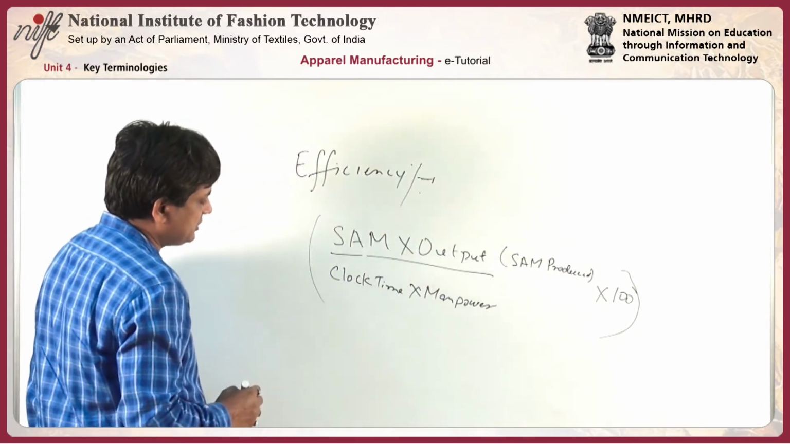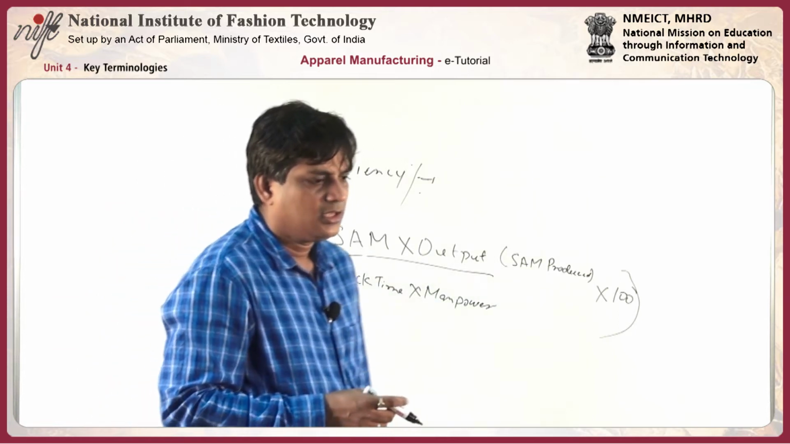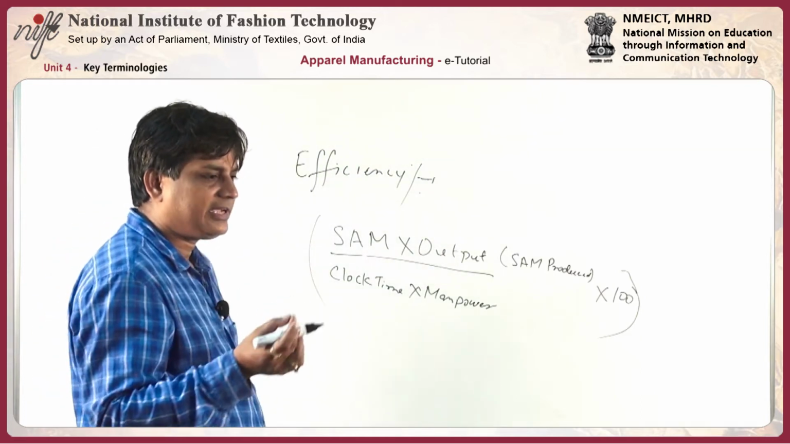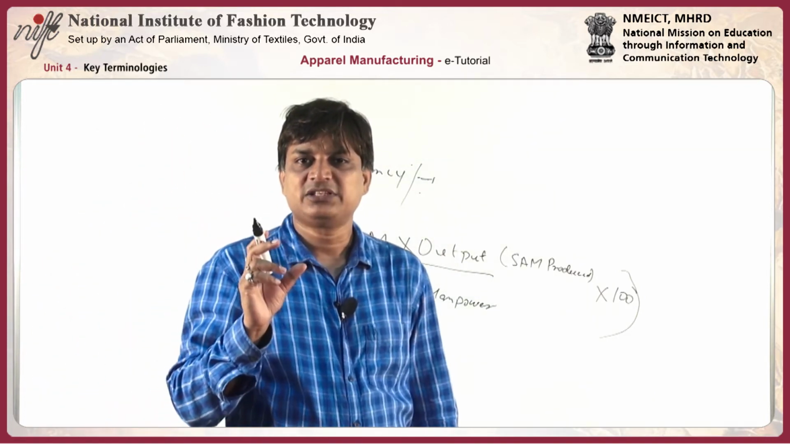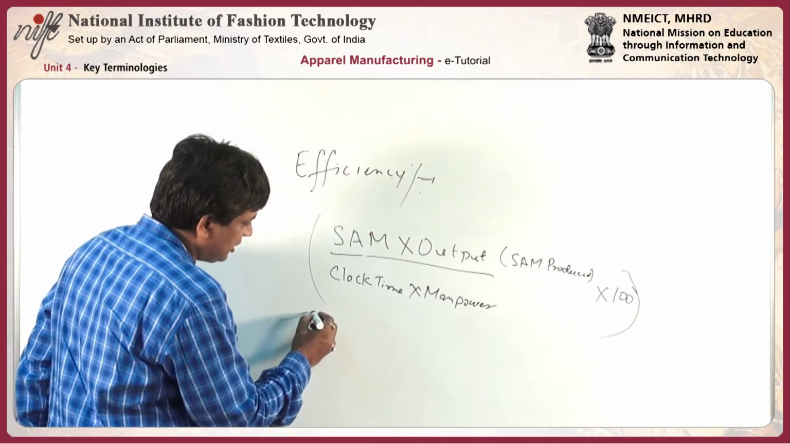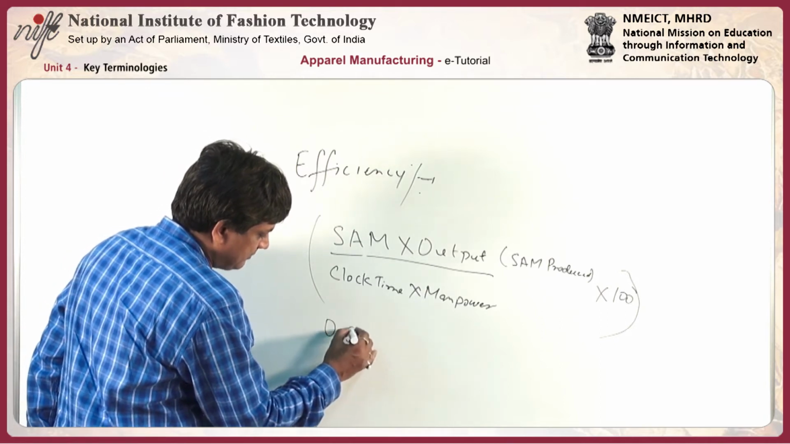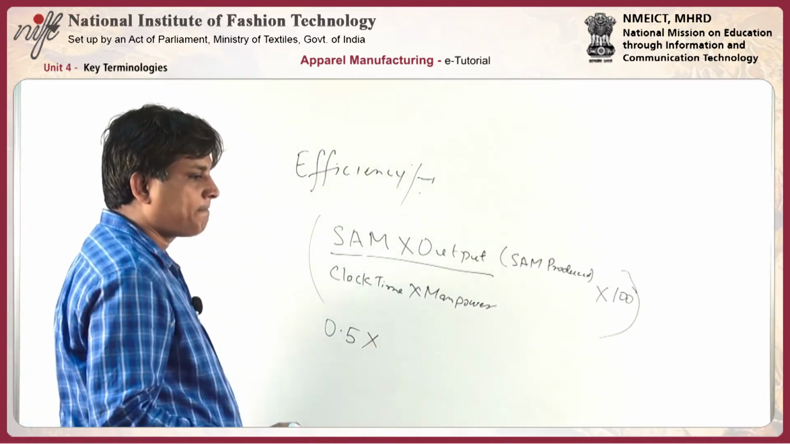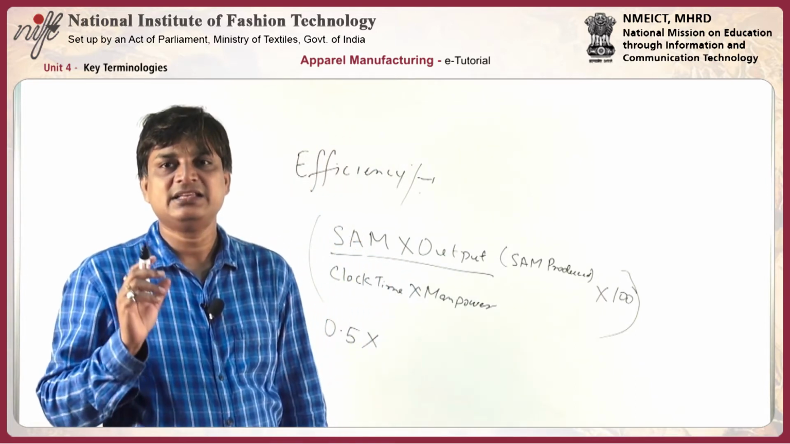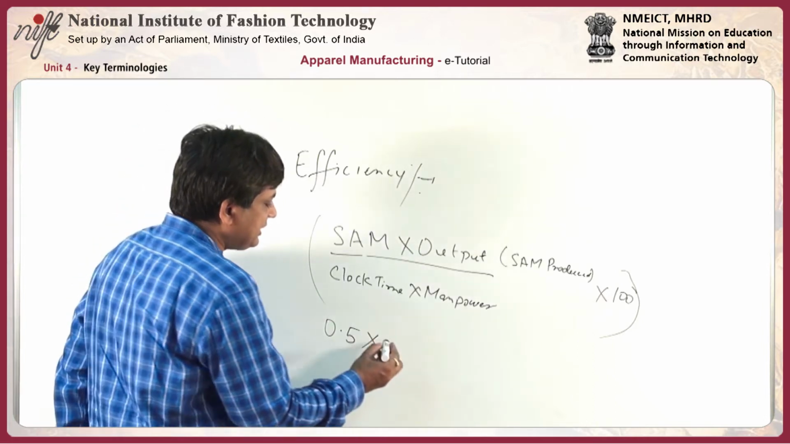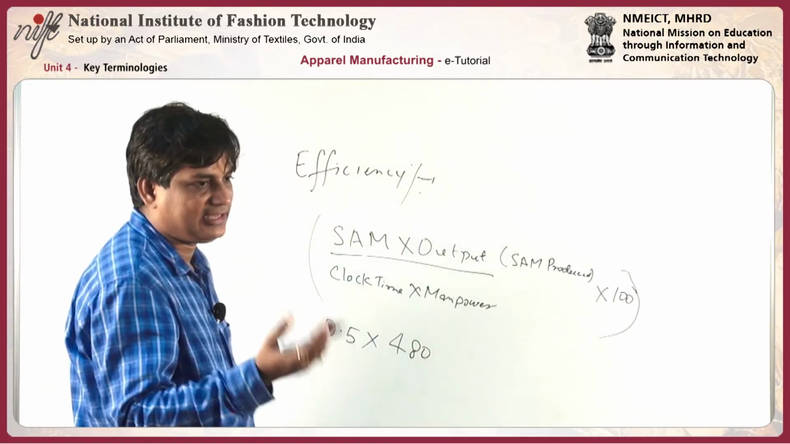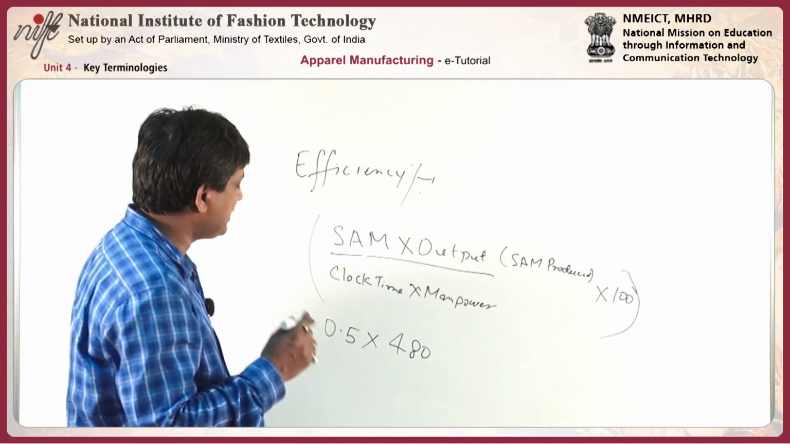That is the efficiency percentage. We take an example of this efficiency, the same example where we took the SAM of one operation, the collar run stitch. Collar run stitch SAM we have taken as 0.5. Suppose the operator doing the collar run stitch makes 480 pieces per day. He made 480 pieces on that particular day.